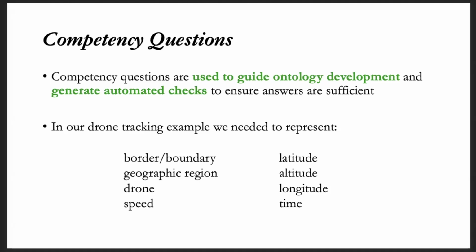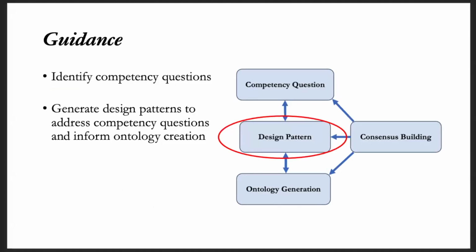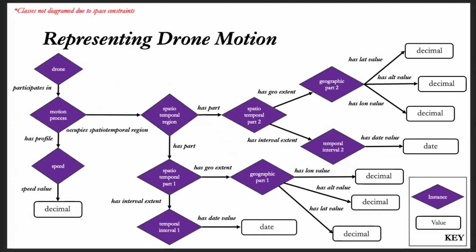And these are the things that help guide the development of the design pattern into ontologies, right? We know what we need to represent. So from this, we generate design patterns to address those competency questions and inform the ontology creation. And that is this step. As you'll note, there are arrows going back and forth through all of these because it is an iterative process. We do it over and over again and refine it. We don't seek perfection. We're often moving at the speed of mission and refining things over time.